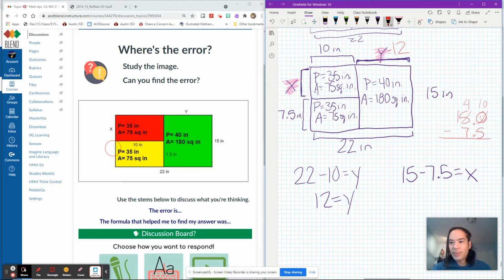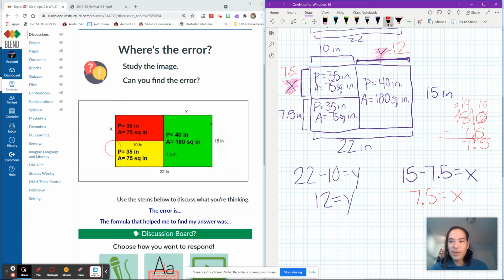So we're going to borrow, and we find out that, oh, don't forget, drop your decimal point like it's hot when it's subtraction or addition of decimals. And so we just figured out that 7.5 is equal to x. So we figured out our missing sides.